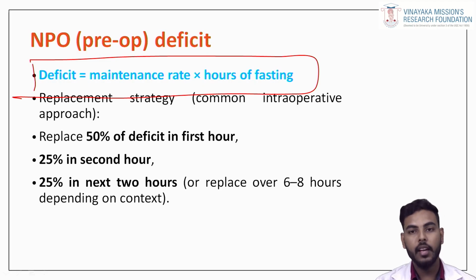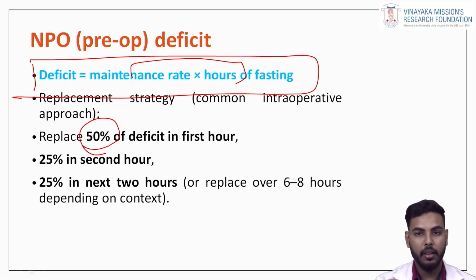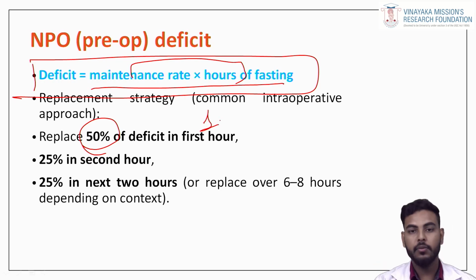How to replace the NPO deficit is mainly using the intraoperative approach. When we calculate this maintenance rate and hours of fasting, we get one value. In that, 50% of the deficit will be replaced in the first hour. Okay, the first 50% will be replaced in the first hour. So next is 25%.